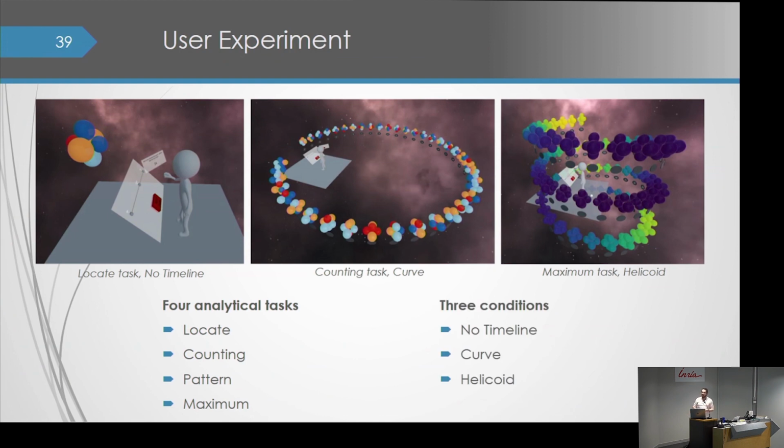Each of these tasks were made in 3 conditions. So first, in the first image, without timeline, so relying on a slider to explore time. A second condition was using a curved timeline, and a third condition with a helicoid timeline.